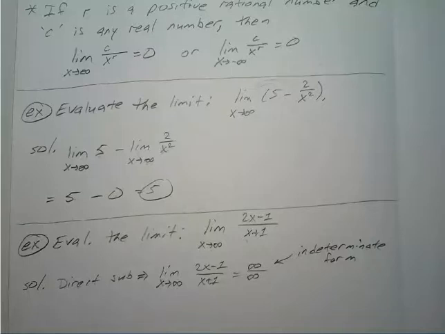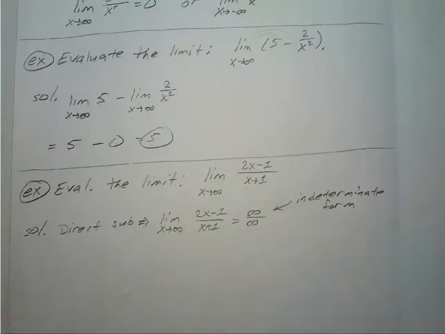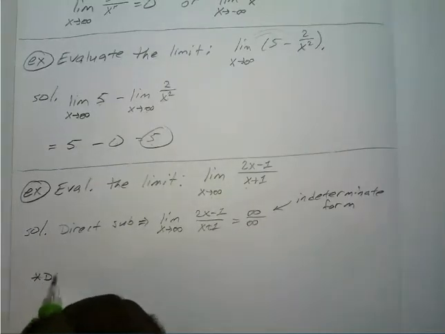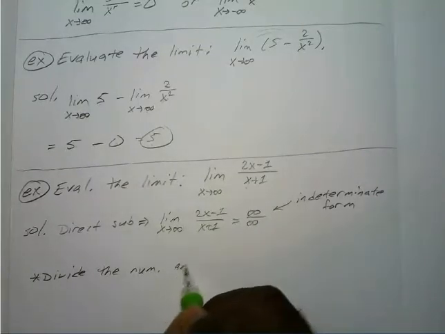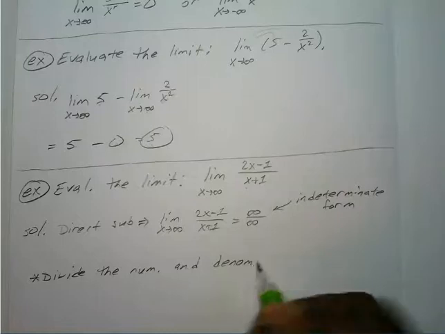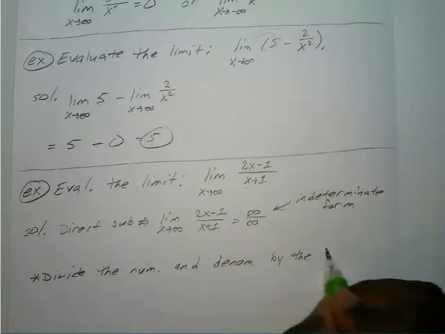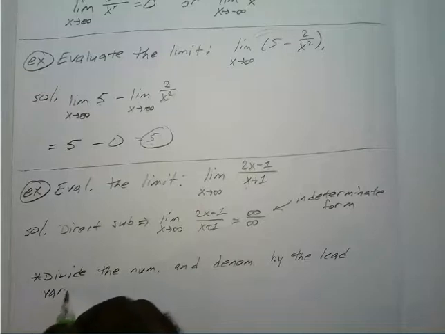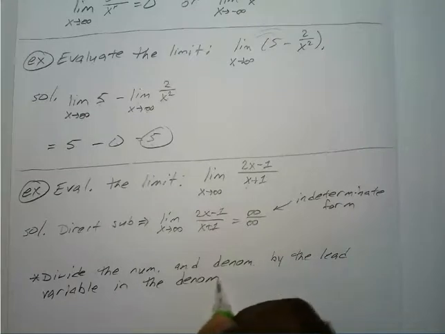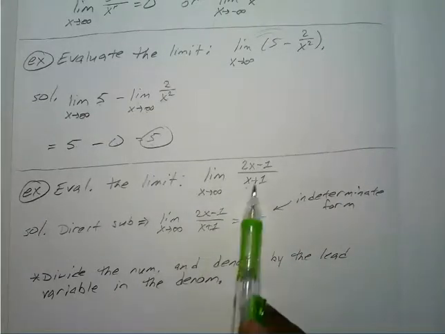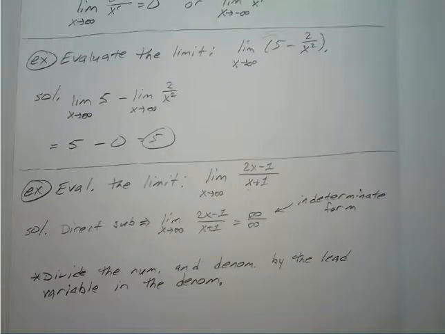So you end up with infinity over infinity. Can't do anything with that. So what we have to do is manipulate this one a little bit. How do we do that? Well, one way is to divide the numerator and denominator by the lead variable in the denominator. Your lead variable in the denominator is x.